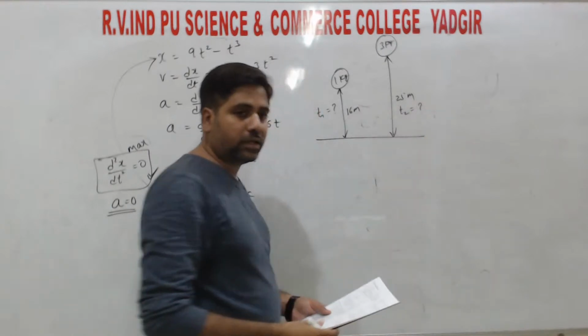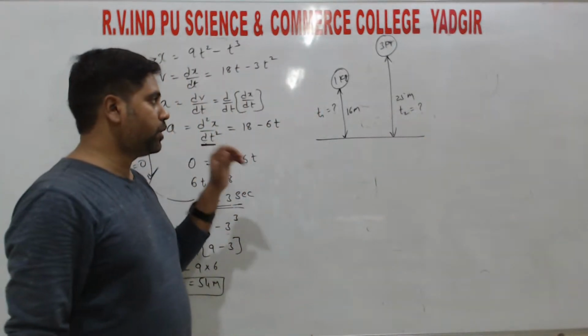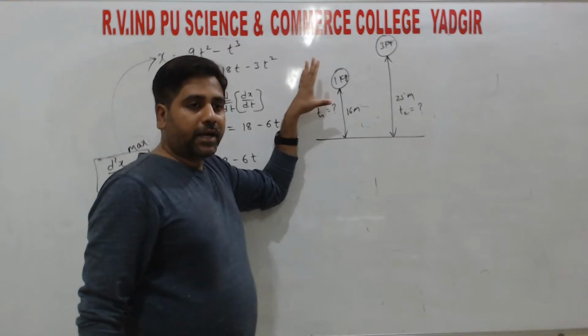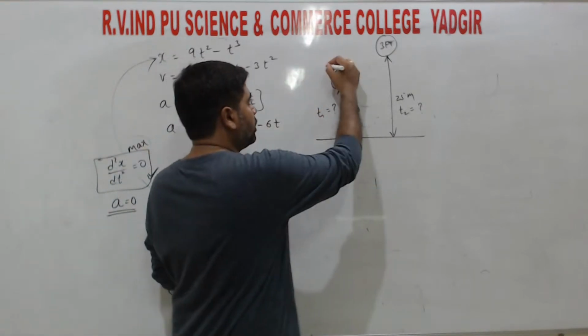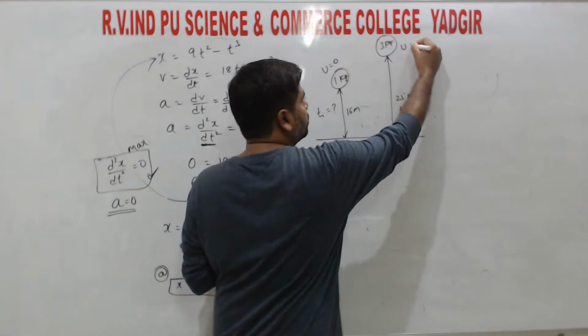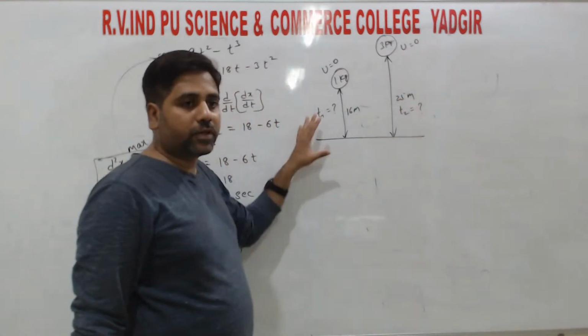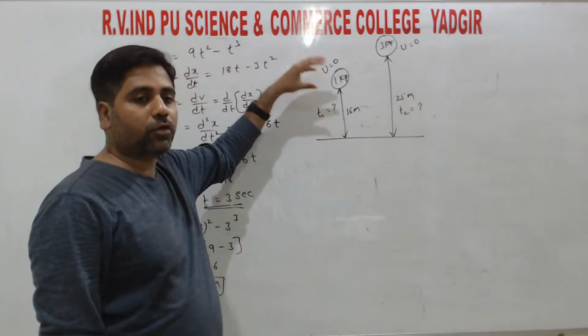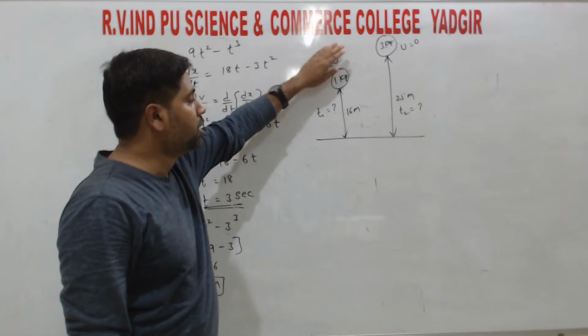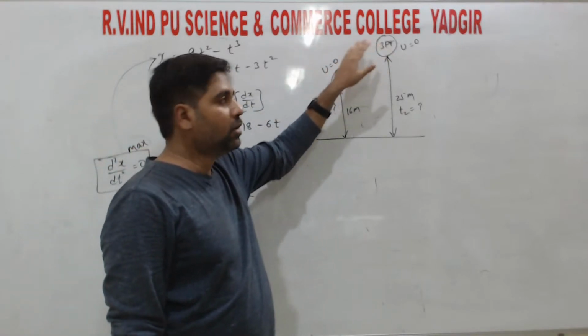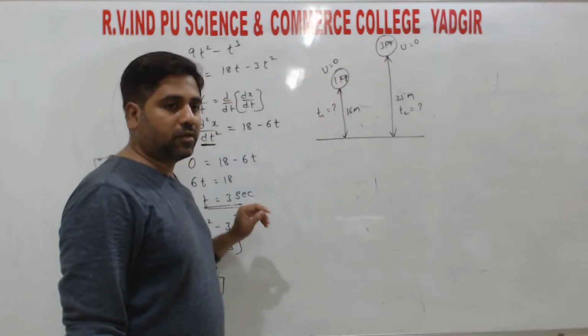In the regular class, when explaining theory, I explained this, right? So the condition is dropping. Dropping means in both cases the initial velocity is 0, right? So first we must check whether they are dropping or throwing. If they are dropping, that means the initial velocity is 0, right?